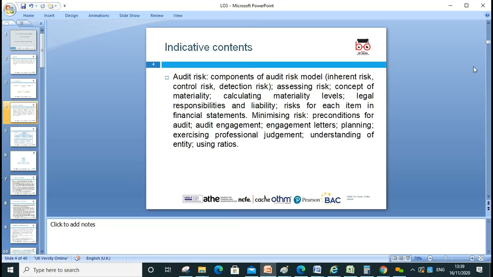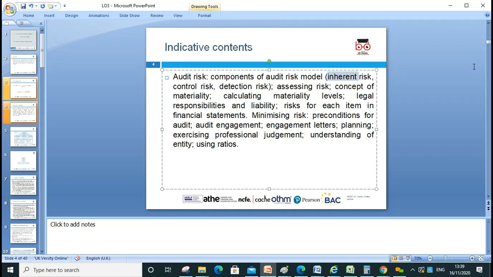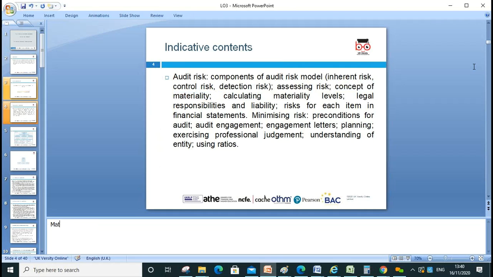So today's lesson content is audit risk. Audit risk has 3 types of risk: inherent risk, control risk, and detection risk, yes? So these are the risks we have. We have to assess these risks and minimize them, along with the concept of materiality. Do we know what is meant by materiality?